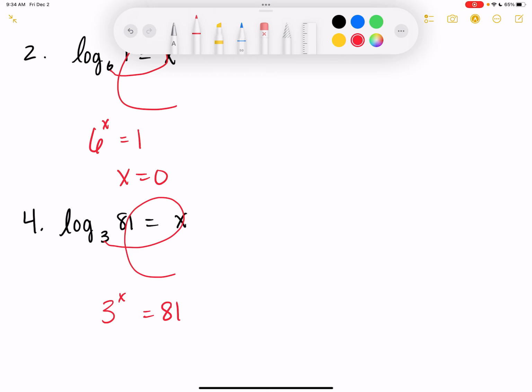Okay, 3 times 3 is? 9. Times 3 is? 27. Times 3 is? 81. So to the 4th power. So x is equal to 4. I was guessing. I didn't really know.